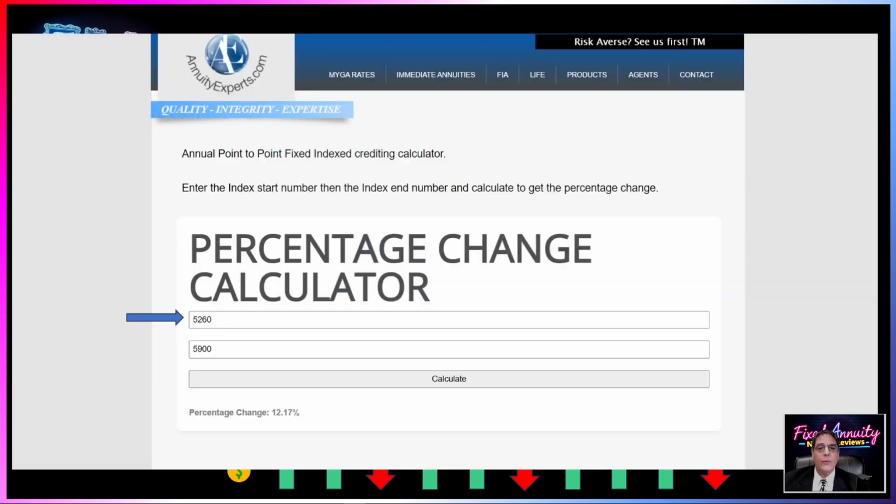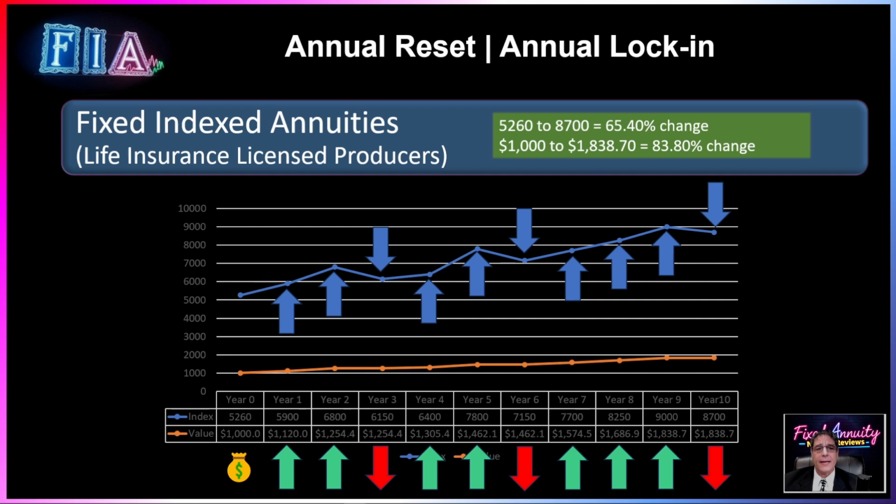So in this situation, well, this shouldn't have popped up first. Let's back up. In this situation, the 6,200 S&P where it started, the 5,260 grew to 8,700. That's a set. Let's go over here so you can see what I'm doing. 5,260 grew to 8,700. It equals a 65.4% change. So the $1,000 deposit grew to 1,838, an 83.8% change.